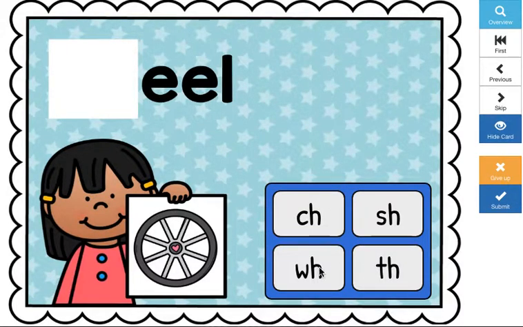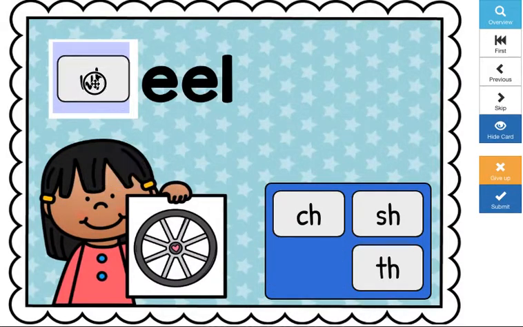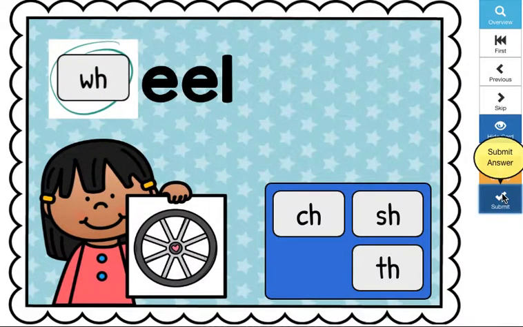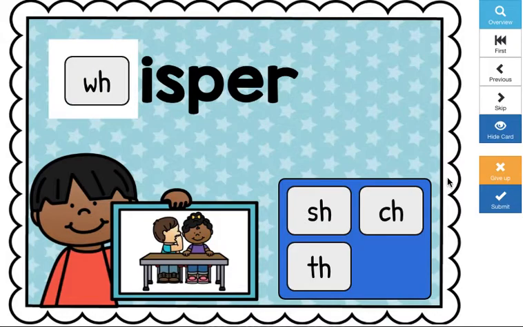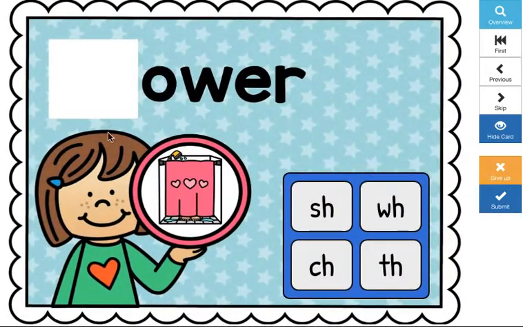All right. What is she holding? Wheel. What digraph does wheel start with? W-H. Wheel. Ooh, so let's look at the picture. The little boy is talking to the little girl, but he's being very quiet. What is that called? Whisper. What digraph does whisper start with? W-H. Good job. Ding.